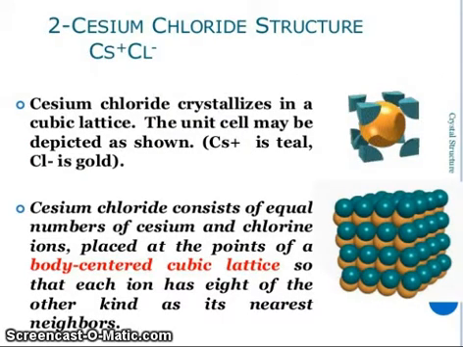Now friends, another crystal structure is the cesium chloride structure. Cesium chloride crystallizes in a cubic lattice. The unit cell may be depicted as shown. Cesium is teal and chlorine is gold. So cesium chloride consists of equal number of cesium and chlorine ions placed at the points of a body centered cubic lattice, so that each ion has 8 of the other kind as its nearest neighbors.